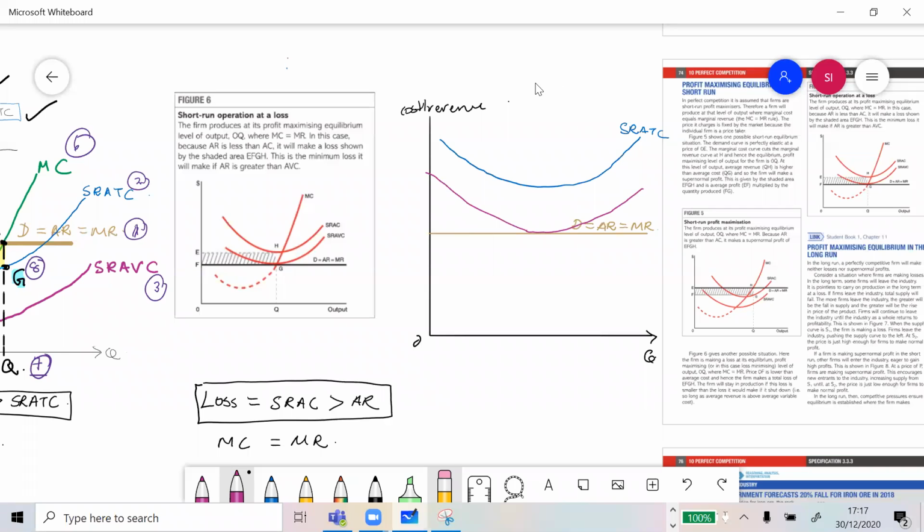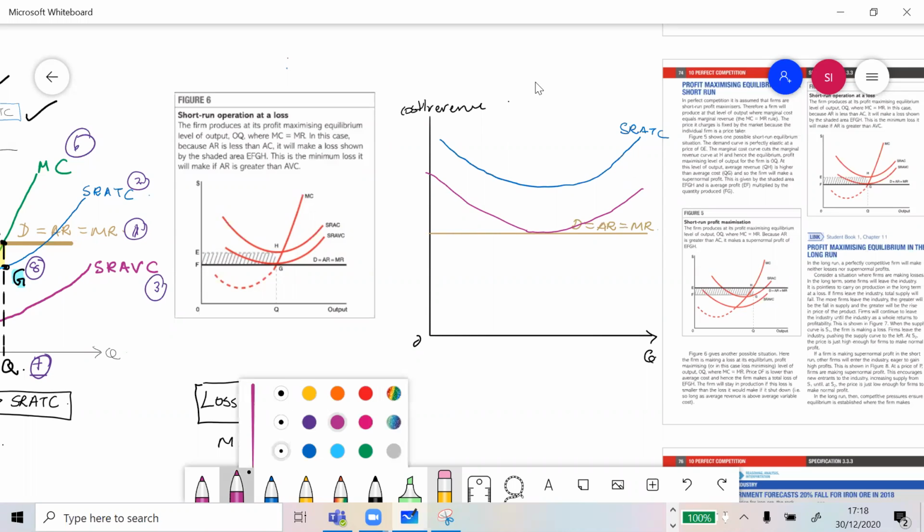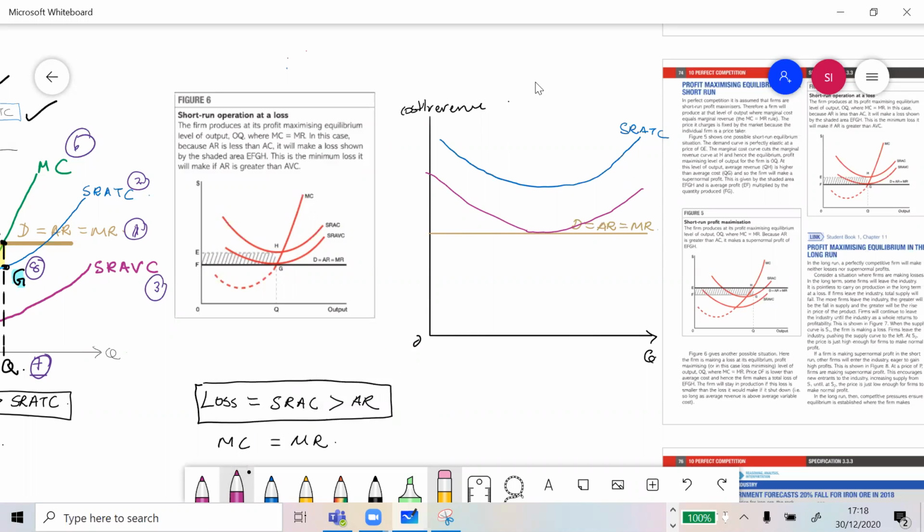Now, you can see my short-run average total cost is above AR curve, whereas my short-run average variable cost curve is touching the AR curve or the demand curve or MR curve. Once I'm done with this, I look for the minimum points of these two curves. And now I'm going to construct my marginal cost curve.